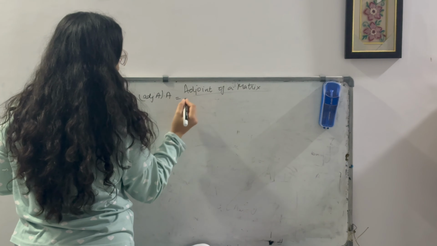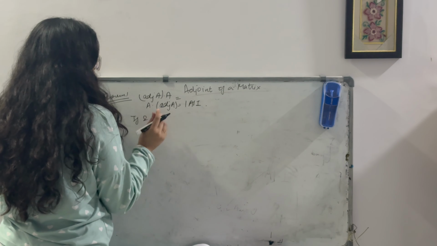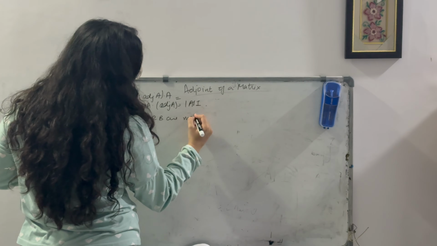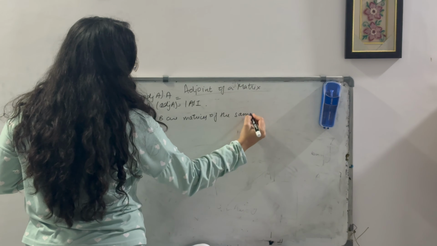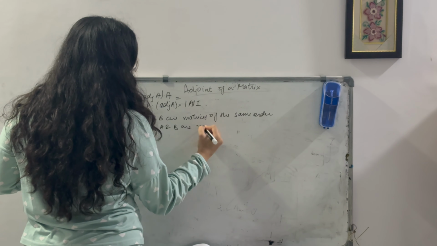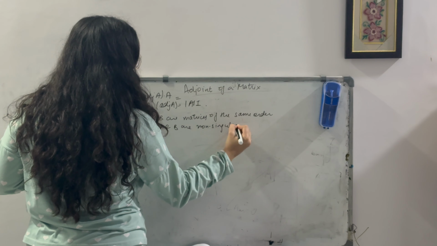And when we come to theorem 2, theorem 2 states that if A and B are matrices of the same order, then if A and B are non-singular, then so is AB. And why does this happen?